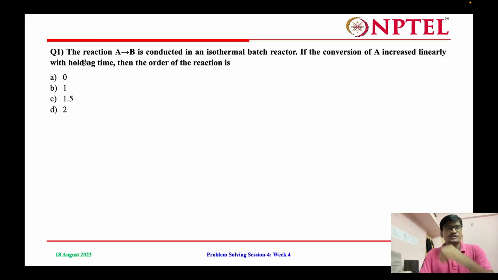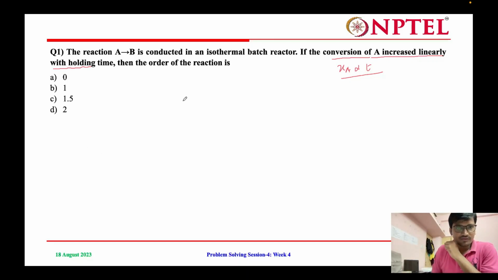So starting from MCQ 1: the reaction A gives B is conducted in an isothermal batch reactor. If the conversion of A increases linearly with holding time, then what is the order of reaction? So here we mention that conversion of A increases linearly with the holding time, which means conversion is directly proportional to the time. Then I have to calculate the order of the reaction.